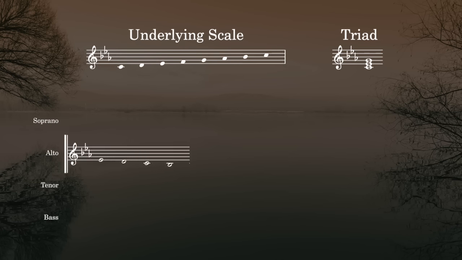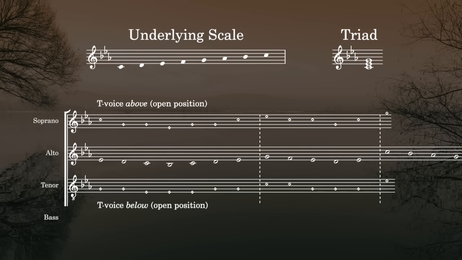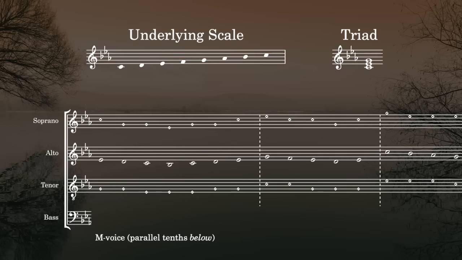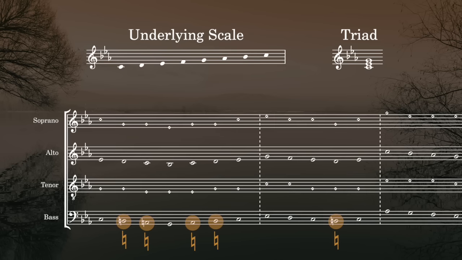My M voice can go into the alto with the pattern of alternating descending and ascending segments. Now I'll add a T voice above and below in open position, using only members of the C minor triad. We can make the bass a second M voice. I'll write it a tenth below my alto M voice. Now we're ready for the extra spice. I'm going to raise scale degrees 6 and 7, but only in my lowest voice.